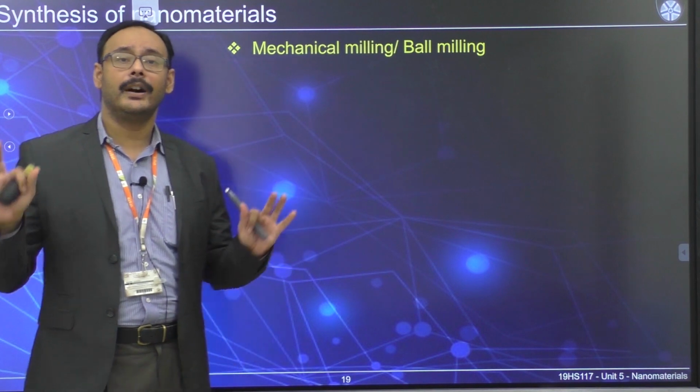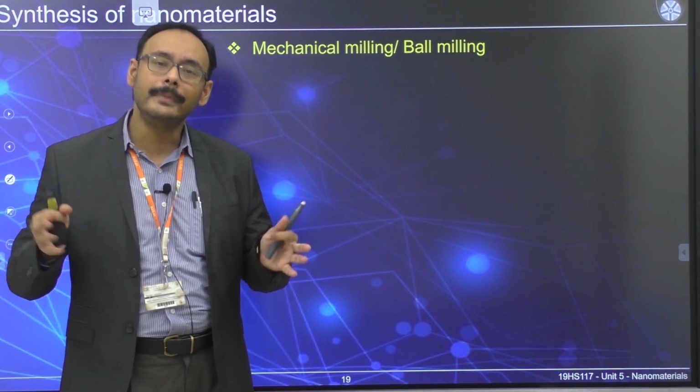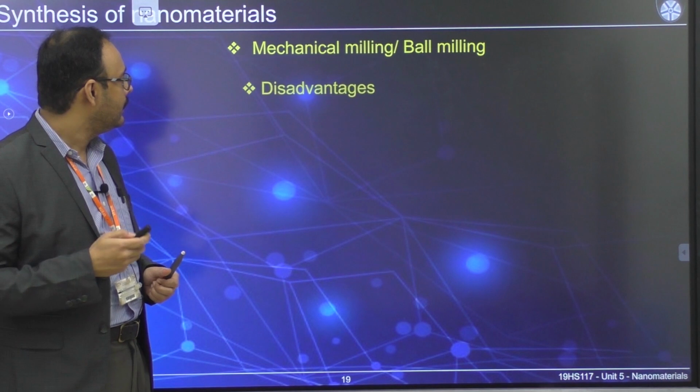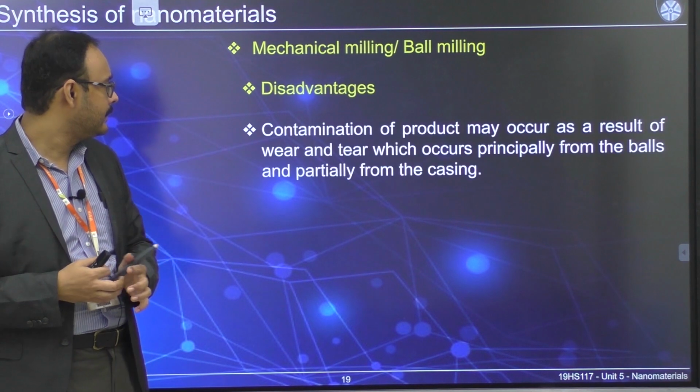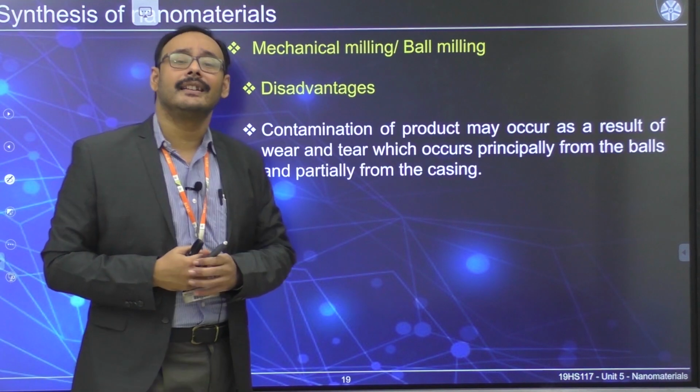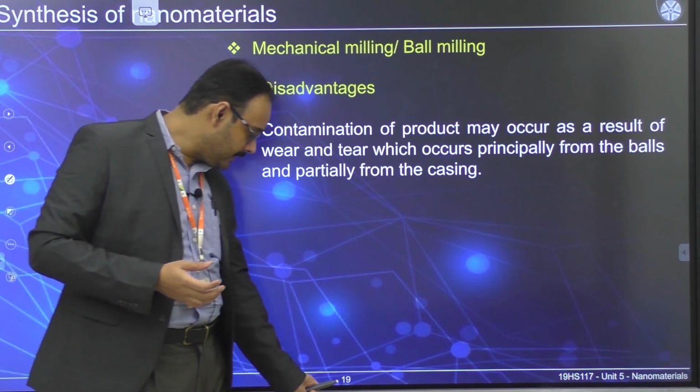We have told you about the advantages. Obviously, there will be some disadvantages. Okay, so what are the disadvantages of this process? Contamination can occur. Why does contamination occur?